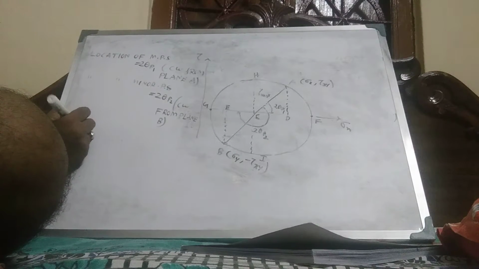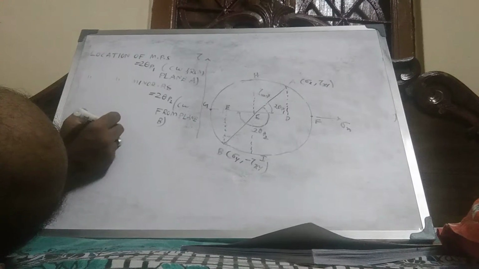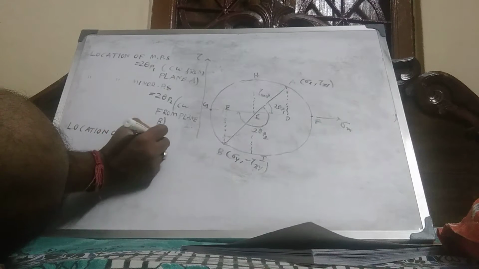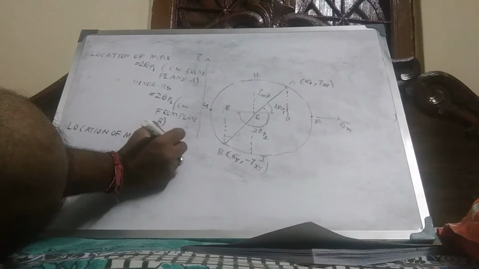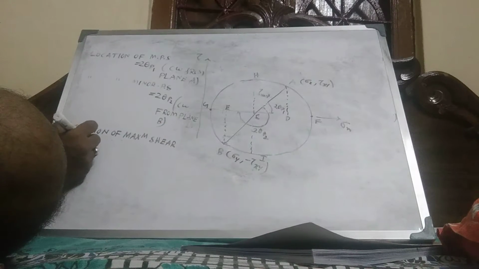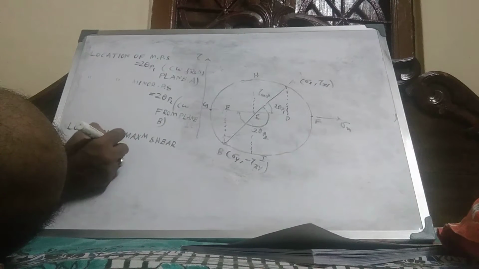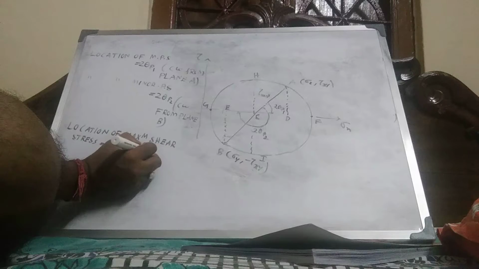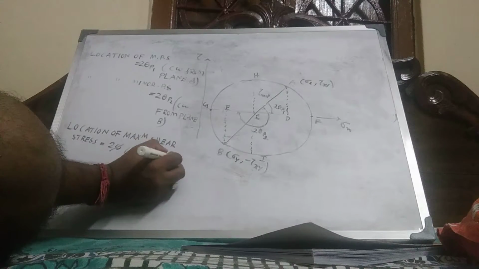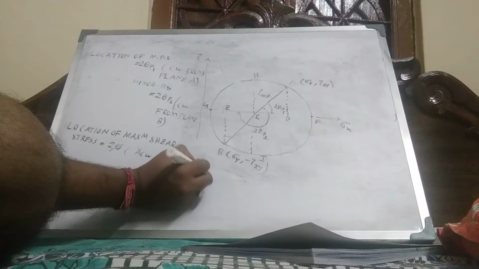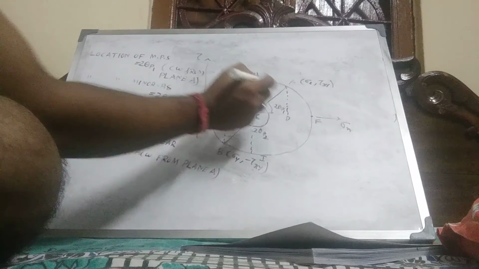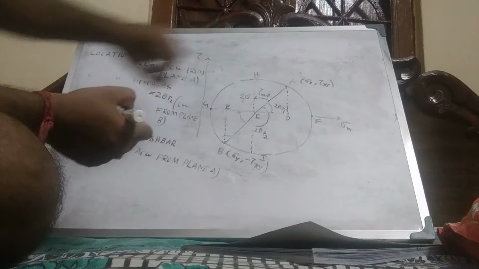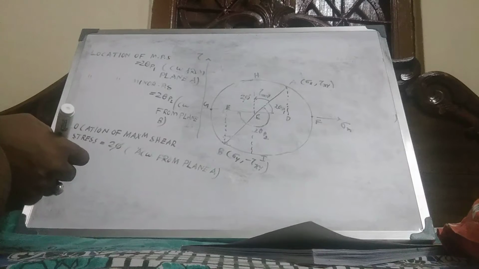And the location of maximum shear stress is 2 phi, anticlockwise from plane A. This is 2 phi, the location of maximum shear stress.